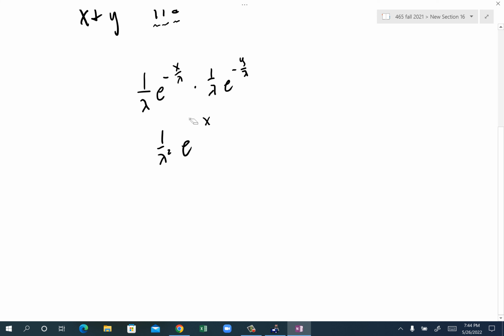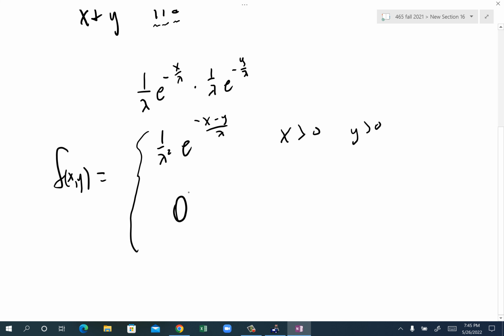What are you doing? There we go. Minus y all over lambda, yes? Because you're just combining like terms up there in that exponential. Beautiful. Now check it out. It feels like x is bigger than 0, y is bigger than 0. They're independent. They do whatever they want. This would be your f of x and y, 0 elsewhere.